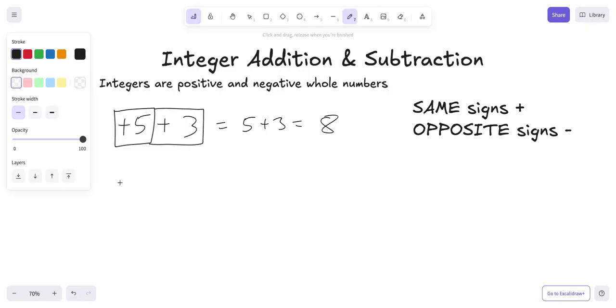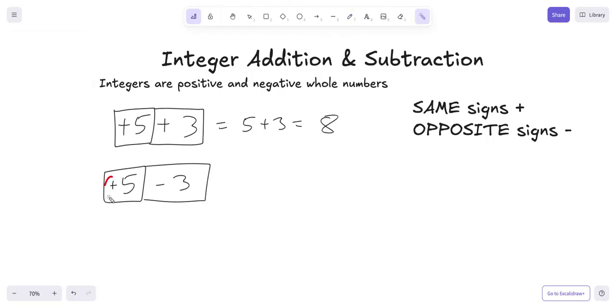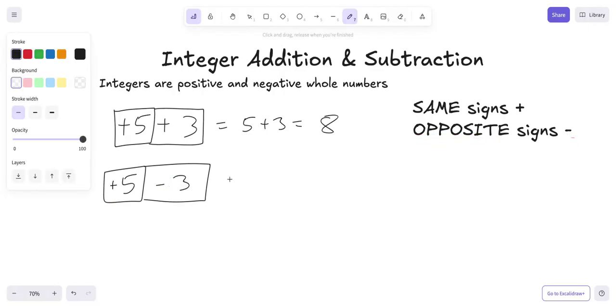Okay, like if I have 5 minus 3, right, then again, the 5 is positive, the 3 is negative. Here, we have positive and negative, the signs are opposite, so we subtract. So this is 5 minus 3 is equal to 2.